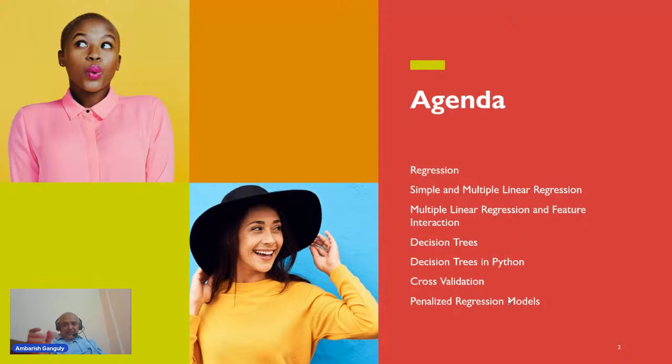So the agenda today is that we'll discuss regression. We'll do simple and multiple linear regression. We'll do multiple linear regression and feature interaction. Then we'll do decision trees in Python, cross validation, and then penalized regression models. Since this is quite a lot, if we do not cover it, we'll go into the next session.